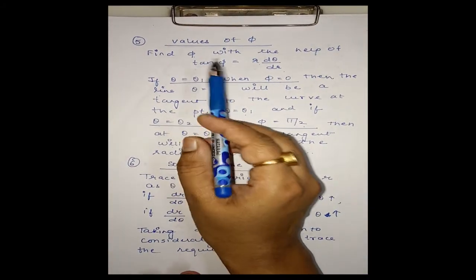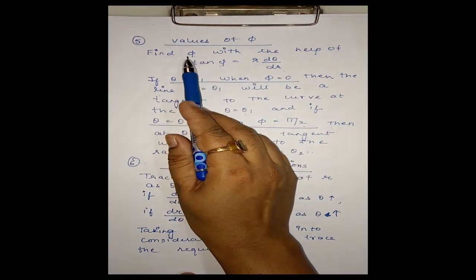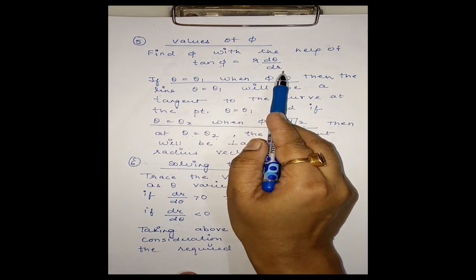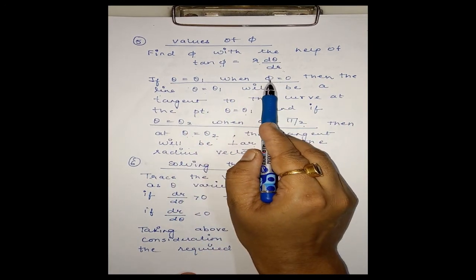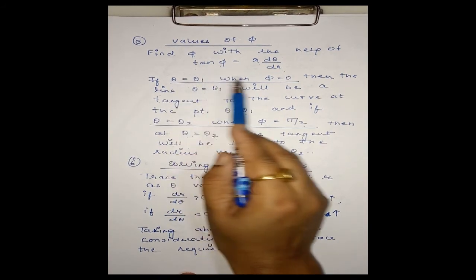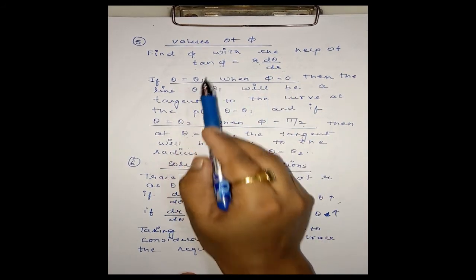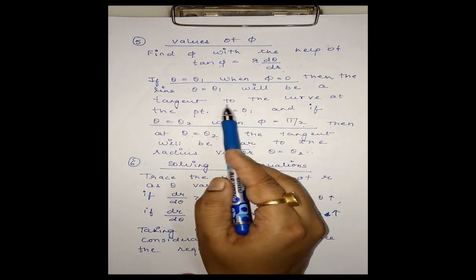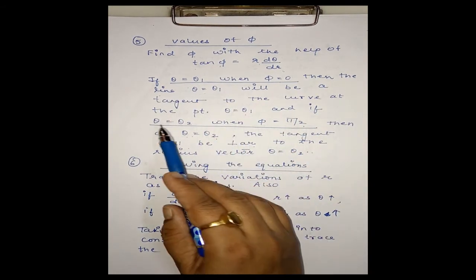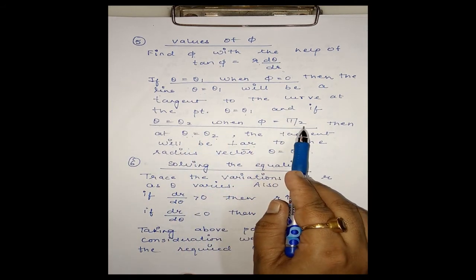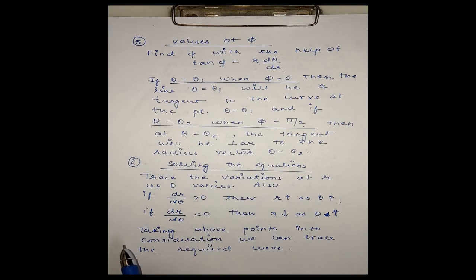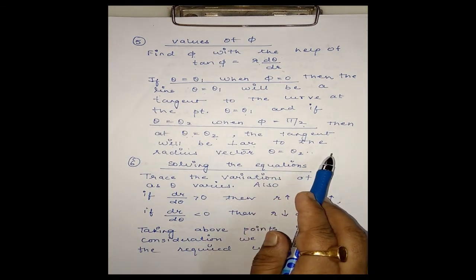Okay, we have to find the values of phi from this equation, tan phi is equal to r d theta by dr. Then substituting phi is equal to 0, we have to find the value of theta. And if when phi is 0, theta is theta 1, then this line will be the tangent to the curve. And when theta is theta 2, when phi is pi by 2, then at this point the tangent will be perpendicular to the radius vector theta is equal to theta 2.